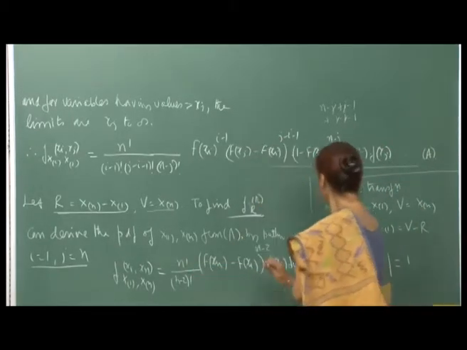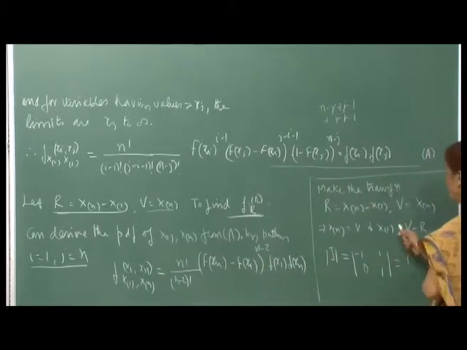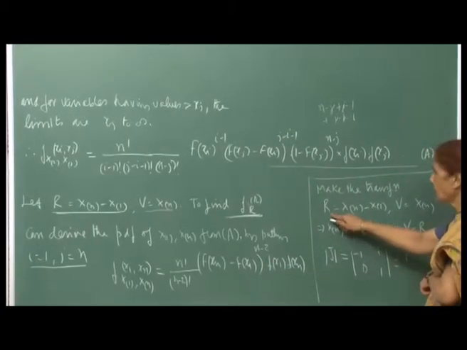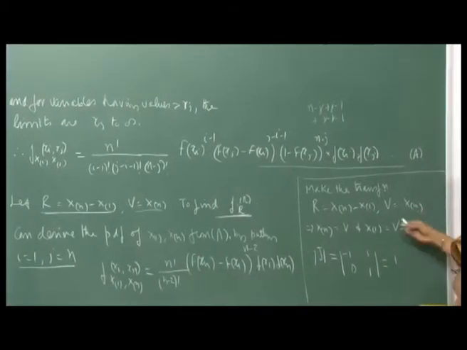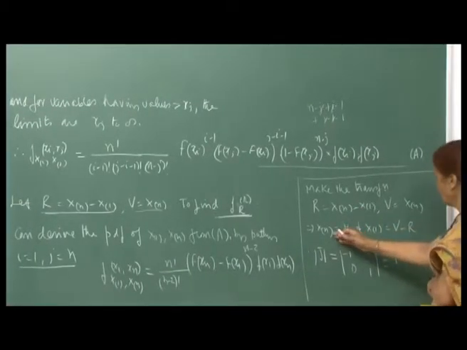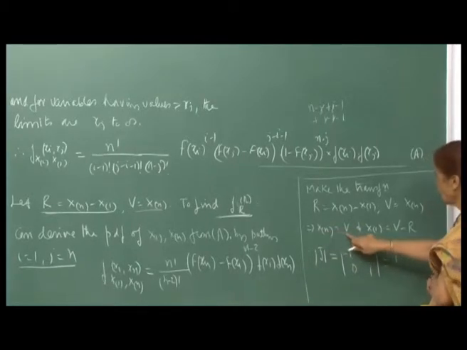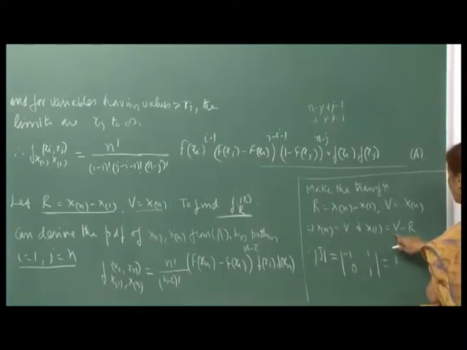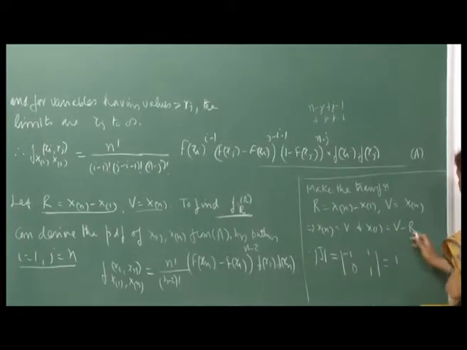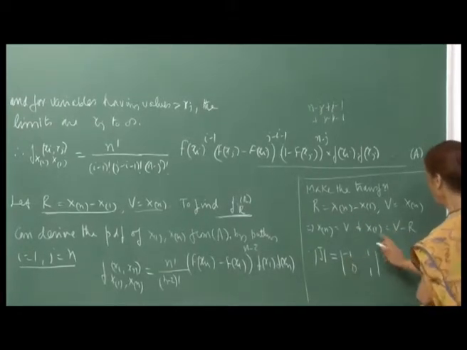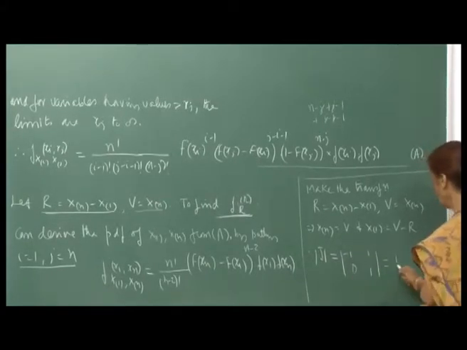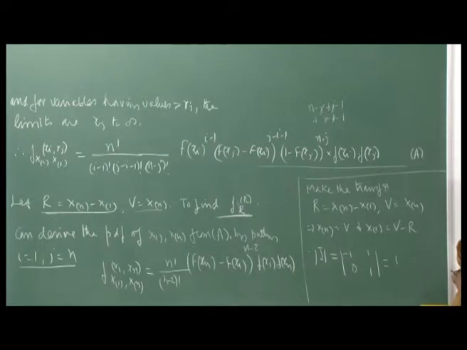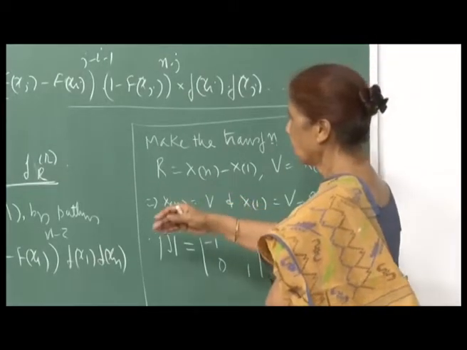Once I have this, then I will make the transformation that I will write R as x n minus x 1 and V as x n. So, then from here you will get the relationship, so x n comes out to be capital V and x 1 comes out to be V minus R. Right, and then you write the Jacobian. So, R is my first variable. So, this will be minus 1, 1 and then here it will be 0, 1. So, the Jacobian absolute value is 1. So, now I can get the joint density function of R and V.